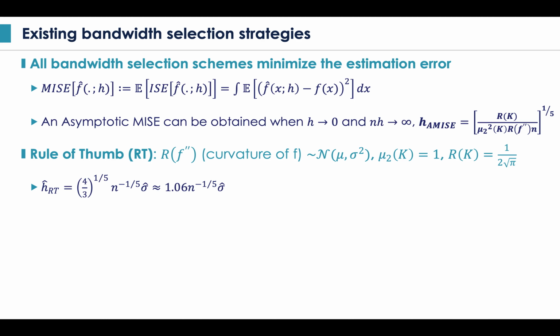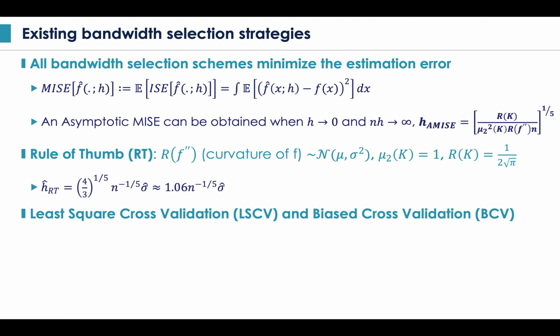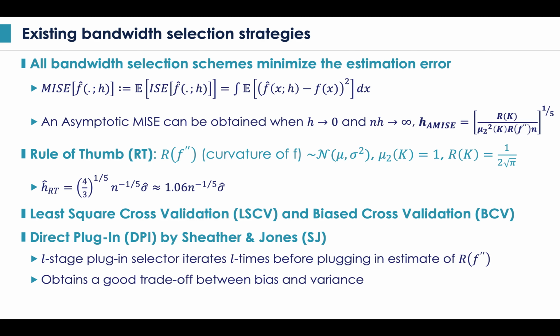But there are more algorithms which are more complicated, like the least squares cross validation and the biased cross validation. They have a strategy of leave one out and then validate. I won't go into details of this, so we'll just quickly look at the list of these techniques. Another one is called the DPI, or the direct plug-in by Sheather and Jones. This is a quite popular technique. This is an extension of the rule of thumb technique which we just saw above.